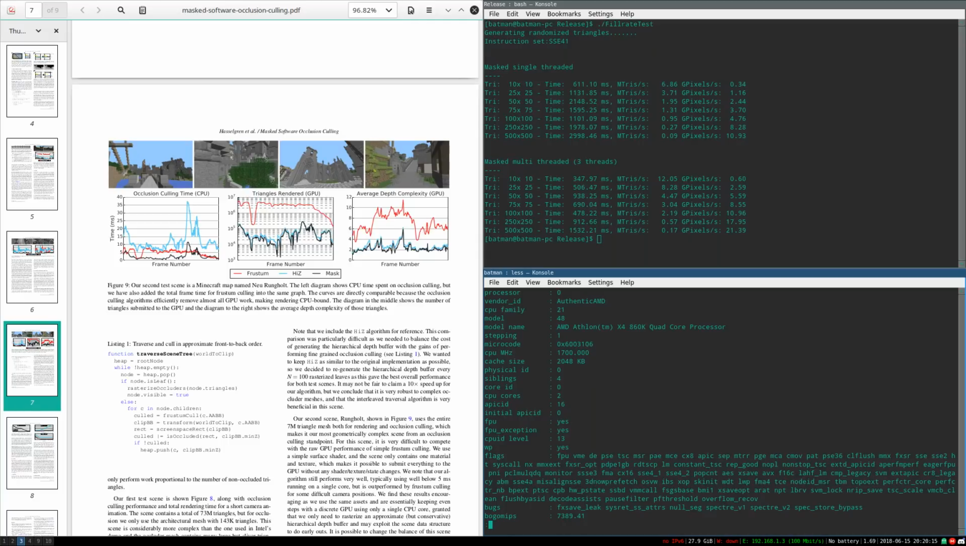So, will they ever be ready? Are we ever going to see a true general purpose GPU occlusion culling algorithm? I don't know. Find out next time? Maybe? We'll see.